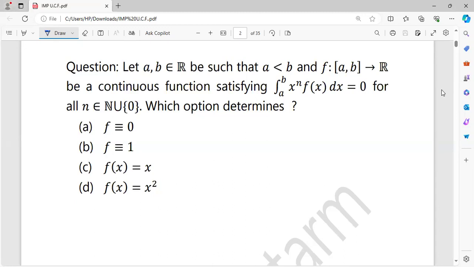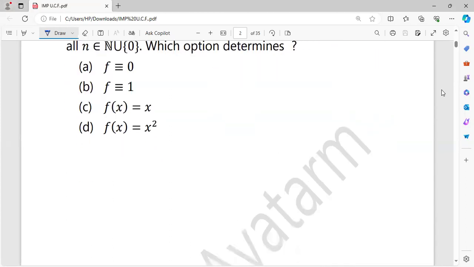Option A, it means the first option, f is the 0 function. Second option is f is equal to 1 function. Third option is f(x) is equal to x, that is the identity function, and D option is f(x) is equal to x square, it means a parabolic function. So which option is correct? So let's solve it first. Then it will be decided which option is correct.